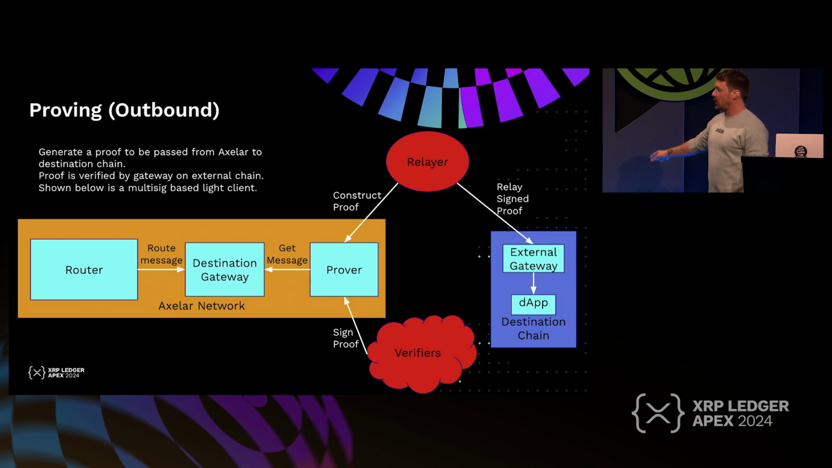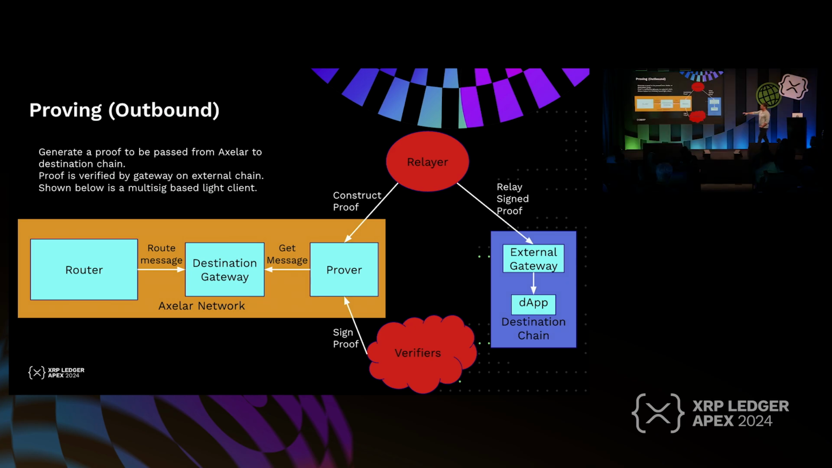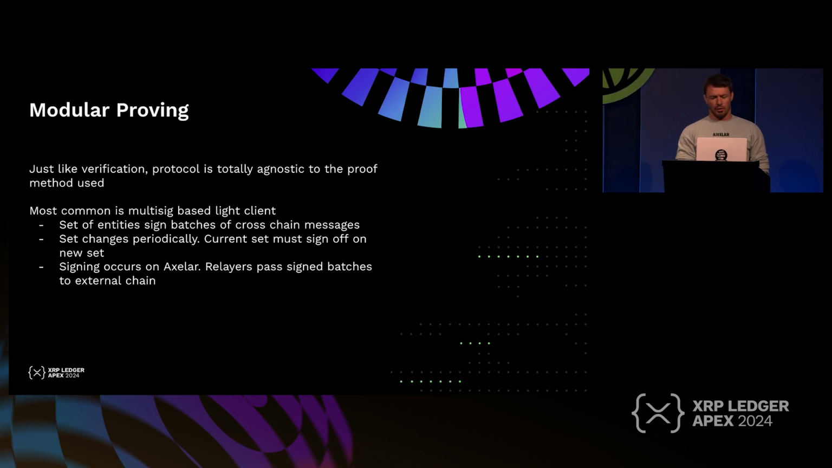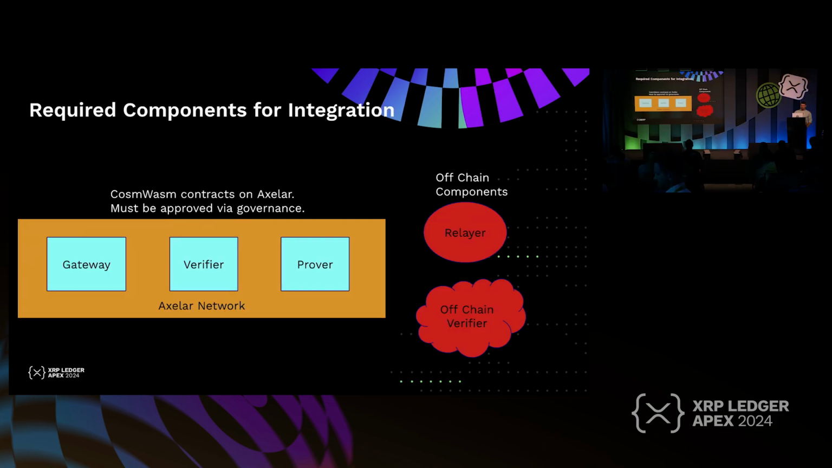So that's proving. These verifiers here are specific to the connection, so this is not necessarily the same set of verifiers as on the source chain. Each connection has its own verifiers, though there will be overlap. So yeah, I just said this is modular. Proving is modular as well, right? If you want to do ZK stuff, something different, you don't like whatever the standard prover, you can have your own prover.